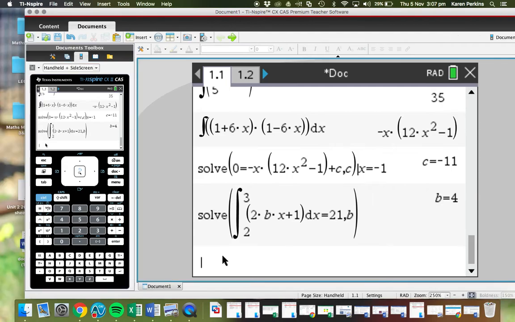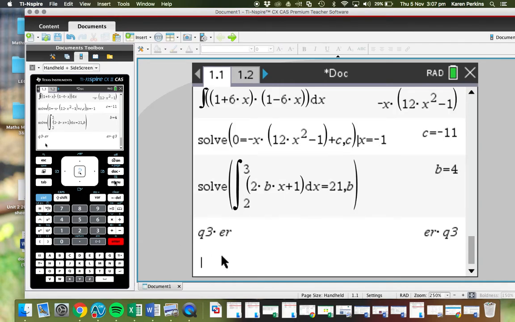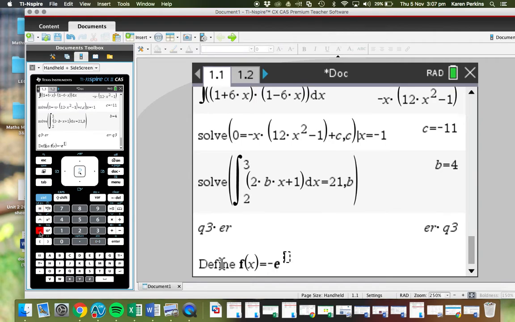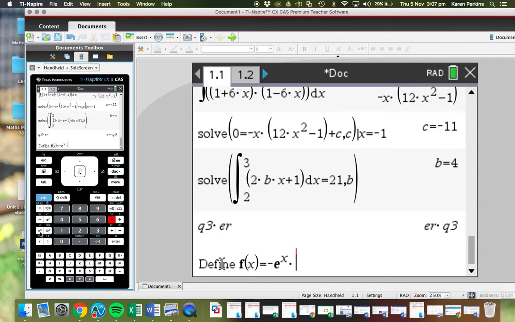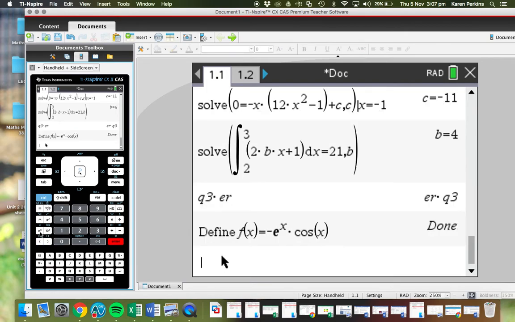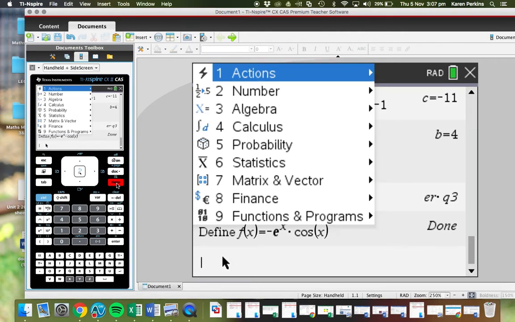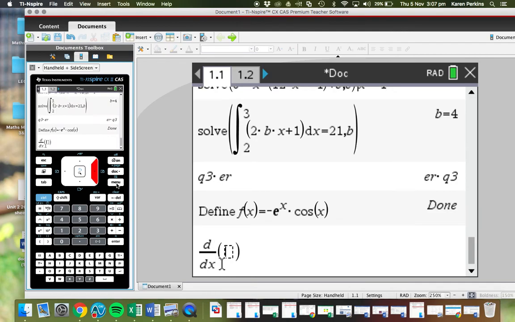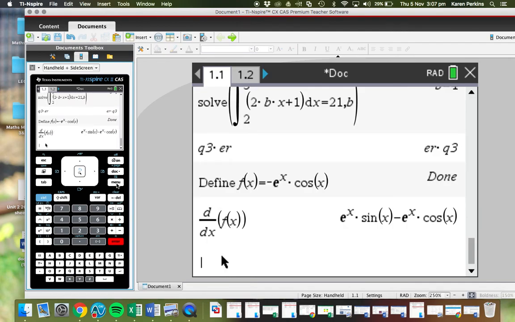Have a look at question 3 of the extended response. I'm going to define f of x as minus e to the x times by the cos of x. Find the exact values of any stationary points. So stationary points are where the derivative of f of x is equal to 0.